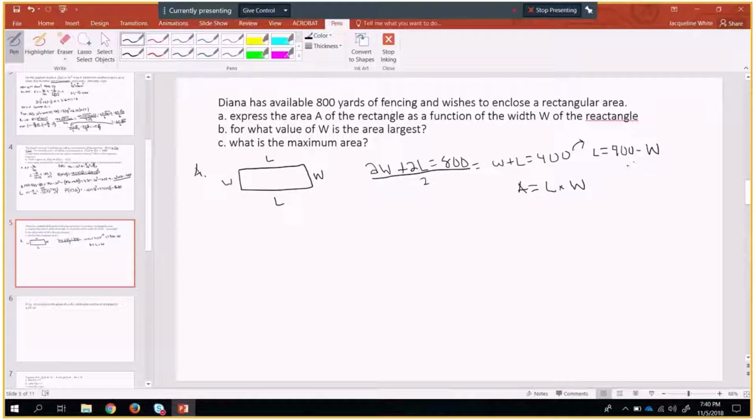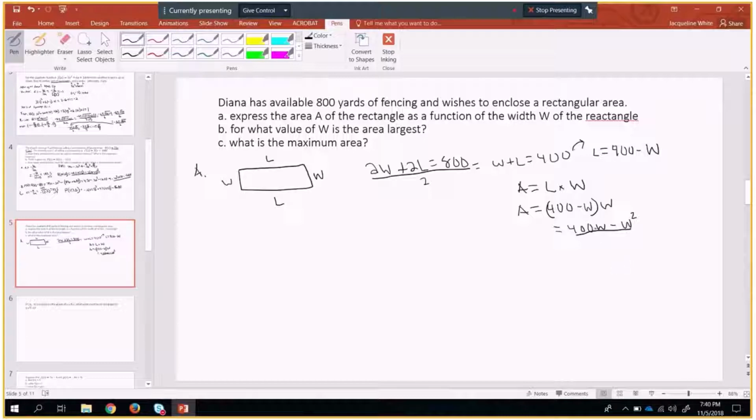And then the next step is plugging what we got from the perimeter into our equation for area, to get A is equal to 400 minus W times W, which ultimately is 400W minus W squared. And there you have it. We expressed the area A of the rectangle as a function of the width W of the rectangle, all right? Expressing something as a function of a certain variable just means that we have the variable inside of the equation like that. So we have this in terms that we know, right?